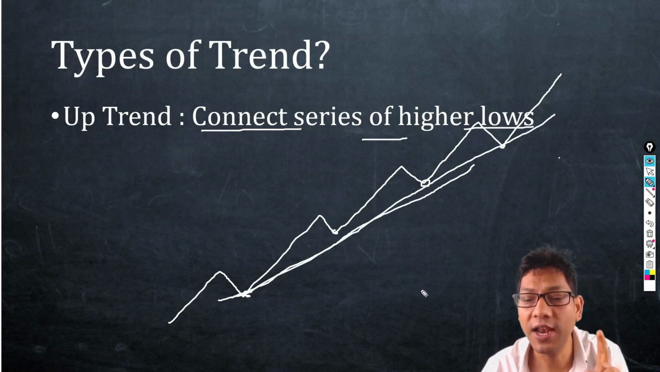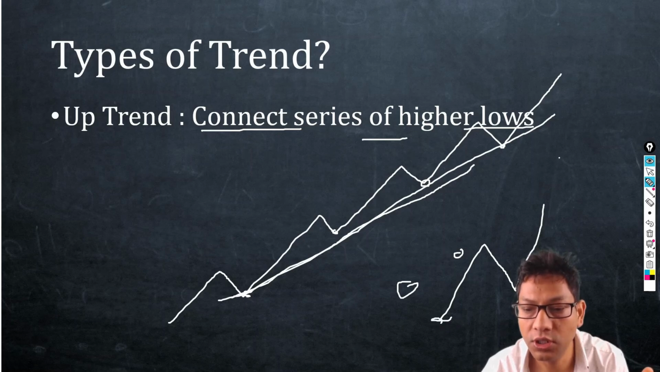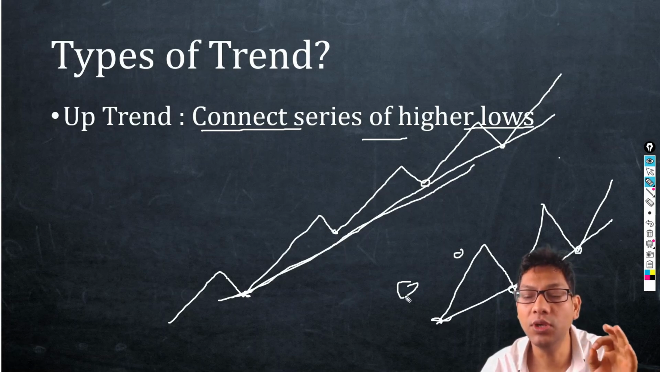Remember, to draw a trend line, you need at least 2 points. So when you see a market like that, you can't draw a trend line. You need to complete at least 2 points. When you see it like this, you can draw the trend line easily now, connecting these points. You need at least 2 points to draw a trend line.